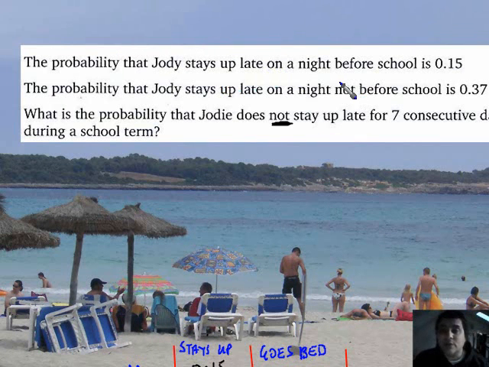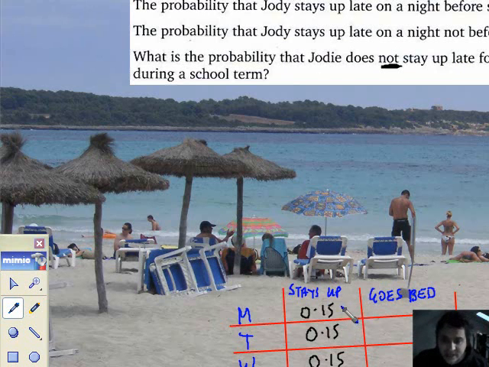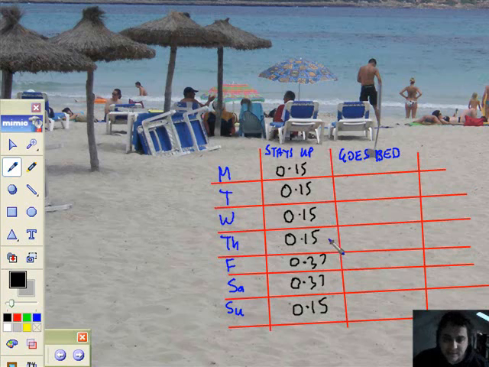The probability that Jodie stays up late on a night before school is 0.15. Well, here she is staying up late Monday, Tuesday, Wednesday, Thursday, and she doesn't need to stay up late on Friday because the day after is a Saturday, so it's 0.37 according to that. And she stays up late on a Saturday, 0.37, because the next day is Sunday, and Sunday follows Monday, we're back to the beginning again, and she has to go to bed early and therefore not stay up late. Therefore the probabilities drop back down to 0.15. So these probabilities are now correct, and let's see what the question says.